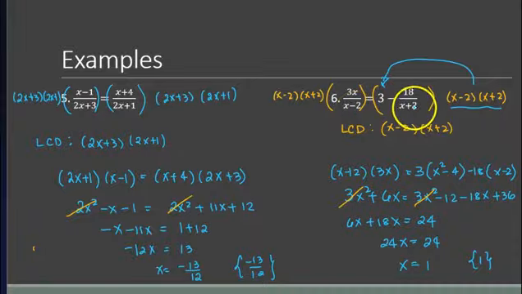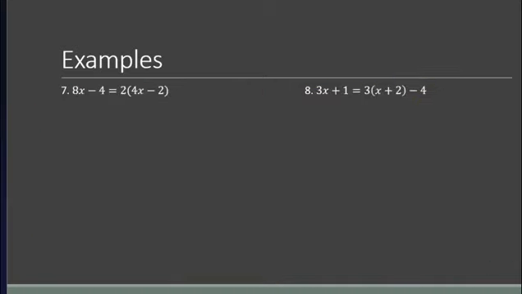1 plus 2 is not 0, it's okay. So 1 is the solution. Now, will you always get a solution? That's not the case.